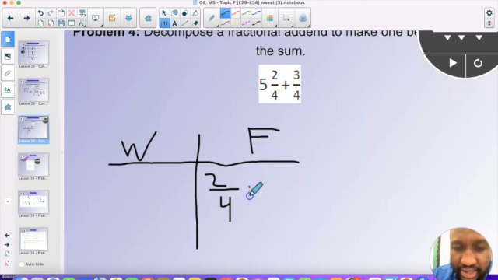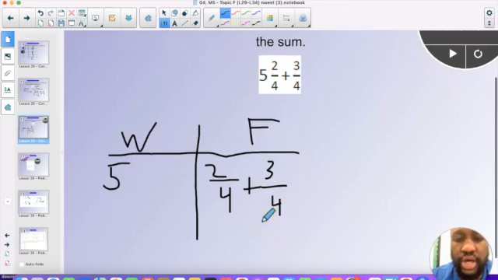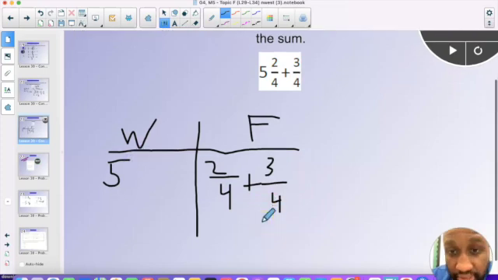And I add it with the right addend, which is 3/4. Then I put 5 wholes, which is my left addend over here of my mixed number. And I'm going to put that together. When we're adding, we always start with the fractions first. So I'm going to add 2/4 plus 3/4, which equals 5/4.